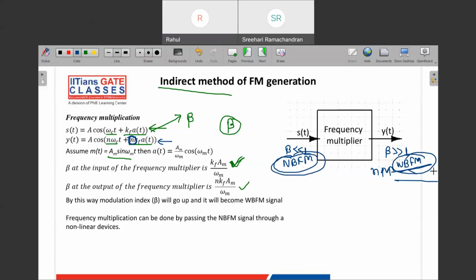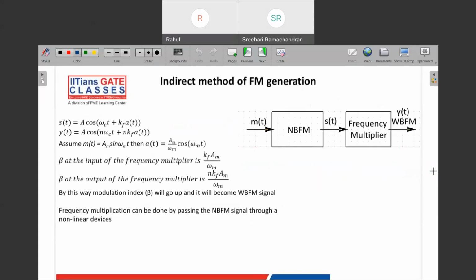Let me go to the next slide. So this is the indirect method. You have the message. First pass it through the narrowband FM circuitry, which is very close to an AM circuitry. You get a signal where beta is much less than 1. Pass it through the frequency multiplier. After the frequency multiplier, beta will become much greater than 1. This complete thing we call the indirect method of FM generation.